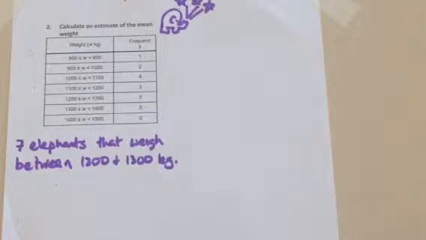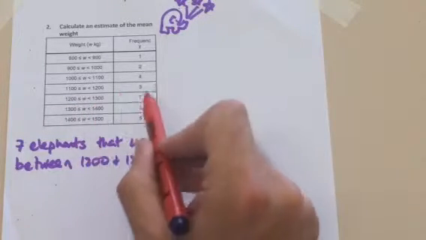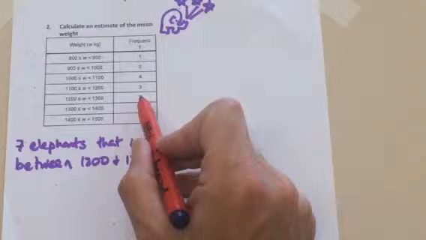Okay, now we are asked to work out the mean. Okay, the mean weight of the elephants. So to work that out, we've got to work out the total weight of all the elephants and divide that by how many elephants there are. Okay, so first of all, how many elephants are there? I'll give you a moment to think about that. Okay, well, if there are 7 elephants between 1,200 and 1,300 kilograms, then that 7 is the number of elephants.